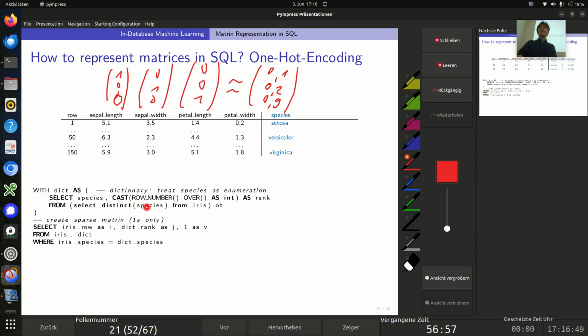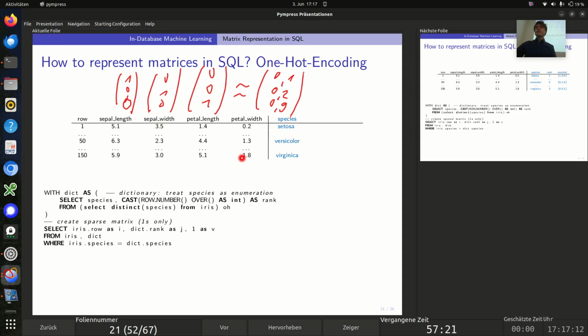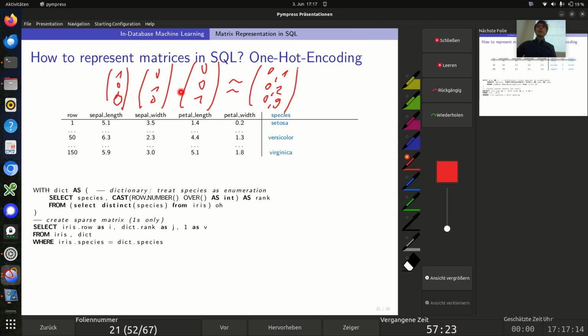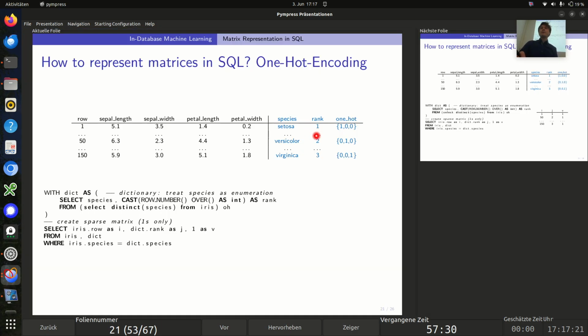Yeah, it is working. Okay, so here I create my dictionary, and I'm doing this quite easily just using row number with a window function. Then I'm using this row number here to substitute the class, the string, by a certain row number. But then instead of the one hot encoded vector, I still have only a number here at the end. So here I have my number 1, 2, 3.